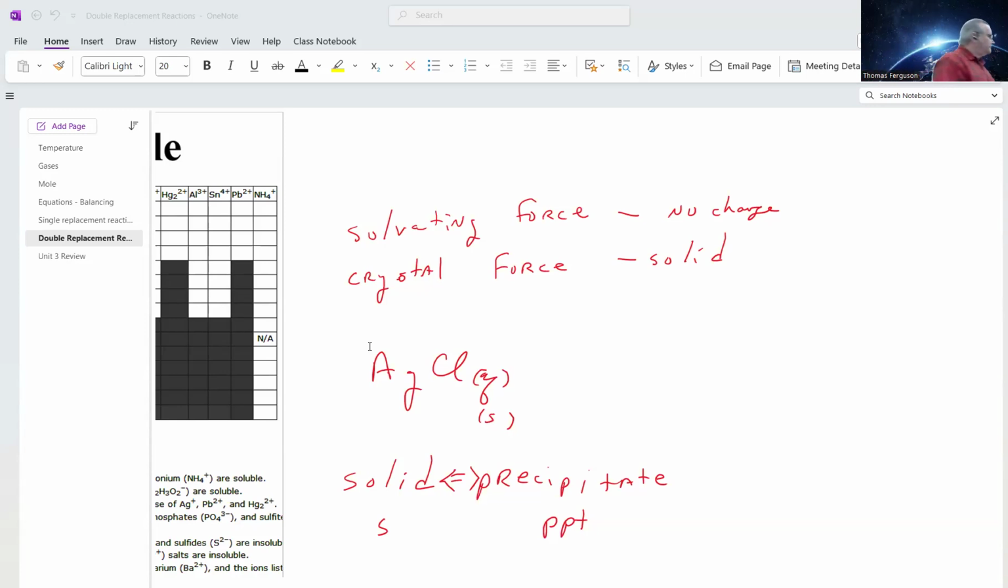Okay, so yesterday we talked about single replacement reactions where you have a metal and a salt. And if the metal on the activity chart is higher than the salt, you have a reaction where the metal becomes an ion and the ion becomes a metal. Today we're going to have two ions, two mixtures.